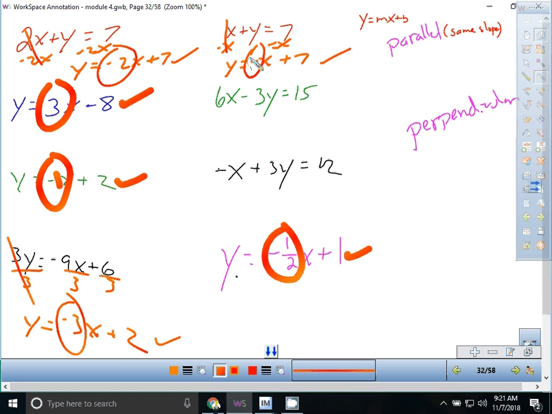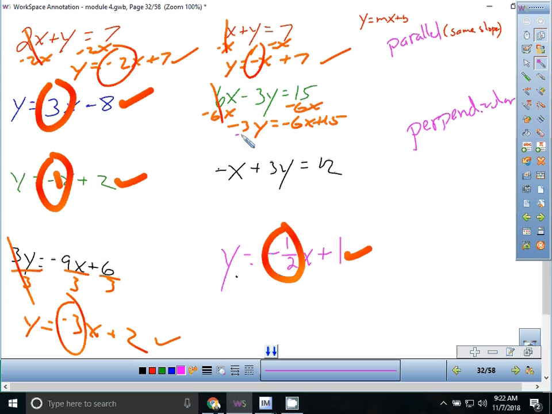The green one. What do y'all need to do on the green one to get y by itself? Subtract 6x from both sides. Minus 6x, minus 6x. We get -3y equals -6x plus 15. Divide everything by -3. Again, you divide one, you divide them all, don't you? So we get y equals, what's -6 divided by -3?